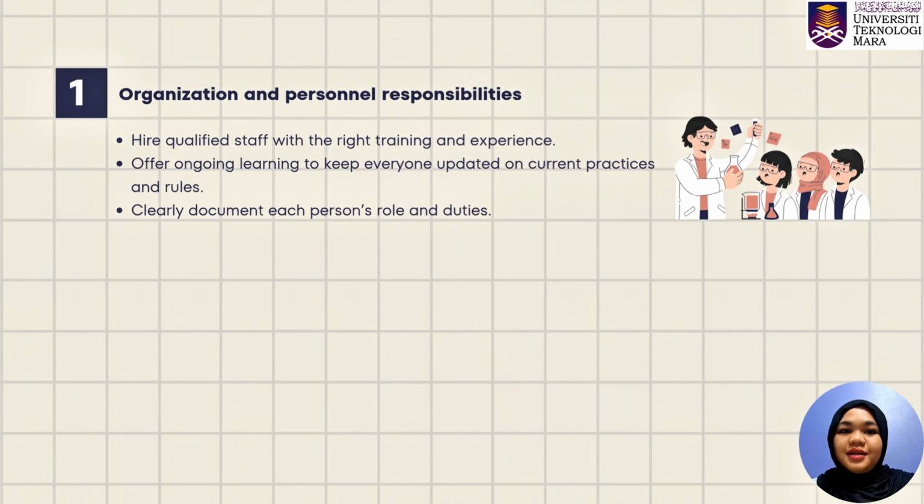Number 1. Organization and personnel responsibility. Hire qualified staff with the right training and experience. Offer ongoing learning to keep everyone updated on current practice and rules. Clearly document each person's role and duty.